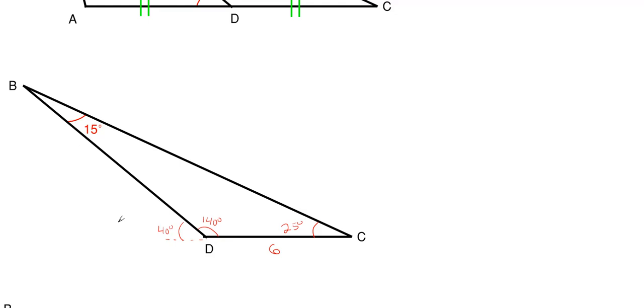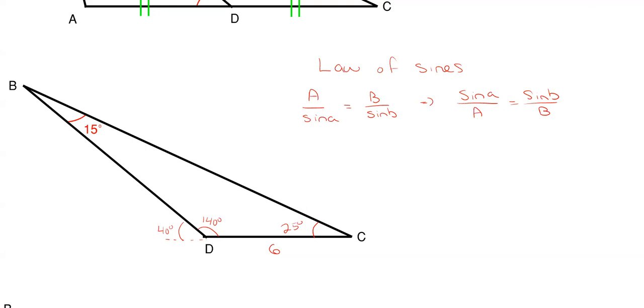So to find side BD, what I can utilize is the law of sines, which is simply your side A over the sine of the angle that's opposite, which is equal to your side B over the sine of the angle that's opposite, or you could write it like this. Just invert it, where you have sine of A over the opposite side of A is equal to the sine of B over the opposite side of B.